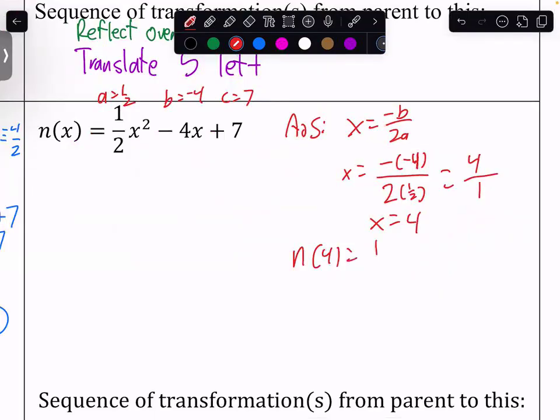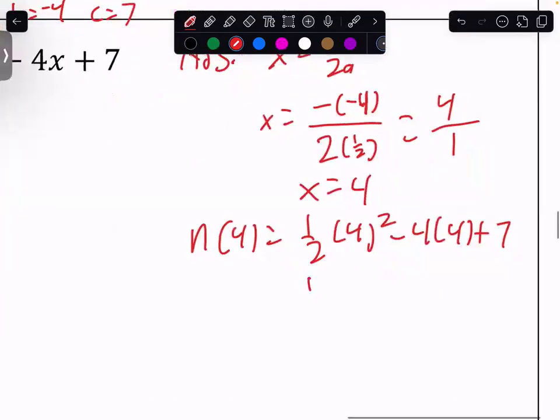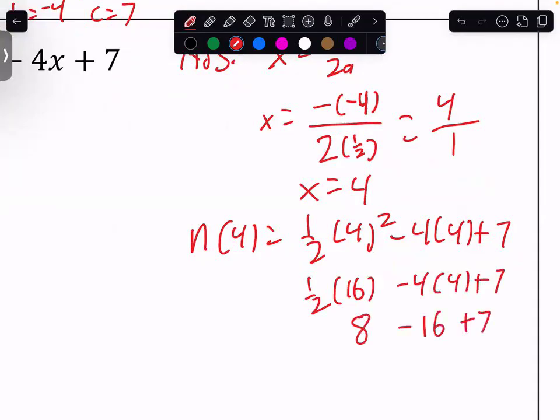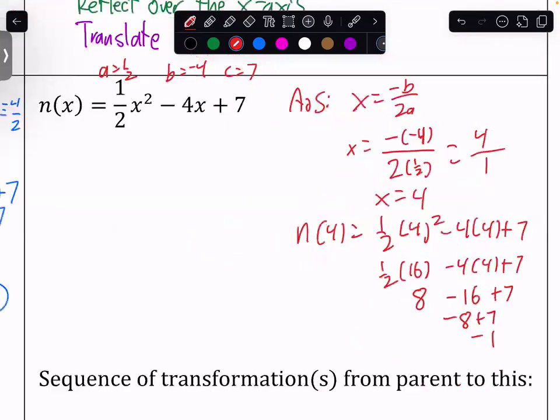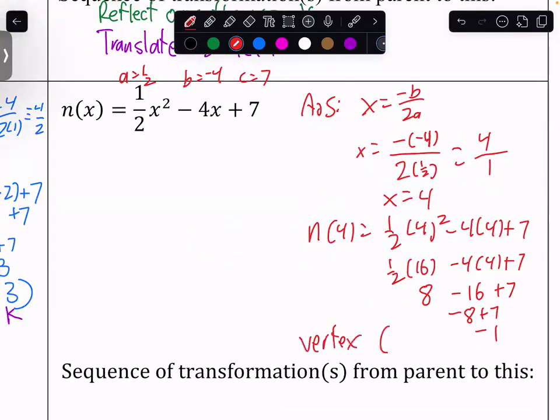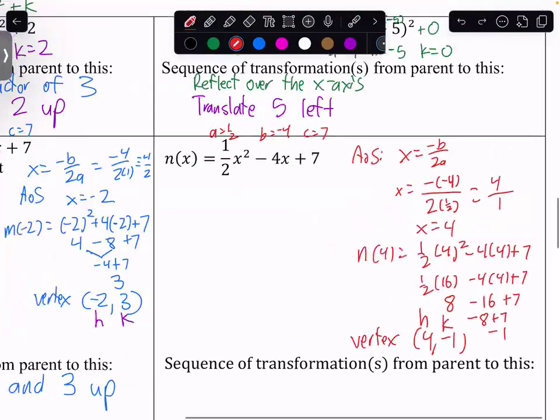And now we plug that in to get the y coordinate. 4 squared is 16. Half of 16 is 8. Negative 4 times 4 is negative 16. 8 minus 16 is negative 8, plus 7 is negative 1. Okay, so the vertex is 4 comma negative 1, which means that h is 4 and k is negative 1. And we already know from back here that a is 1/2. Okay, so now that we know a, h, and k, we're ready to write the transformations.